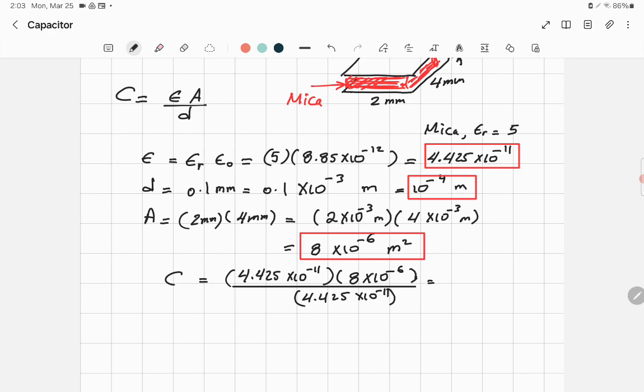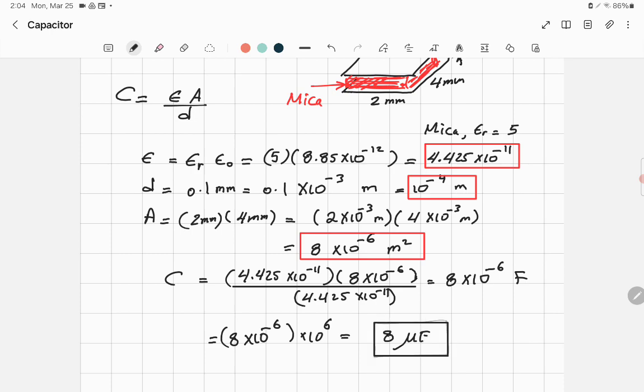I will just multiply it now with my calculator. Get it? I got this answer: 8 times 10 negative 6 farad. And to get to microfarad I multiply by 10 power 6, so it's equal to 8 times 10 negative 6 farad, and then I multiply the whole thing by 10 power 6. They will cancel, so I have 8 microfarad. The capacitance is equal to 8 microfarad.